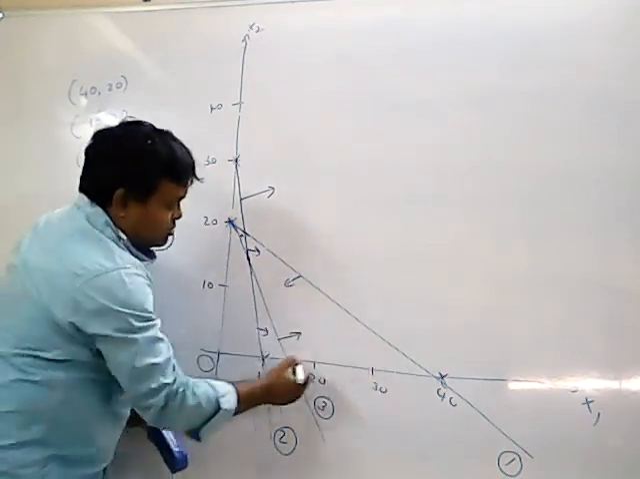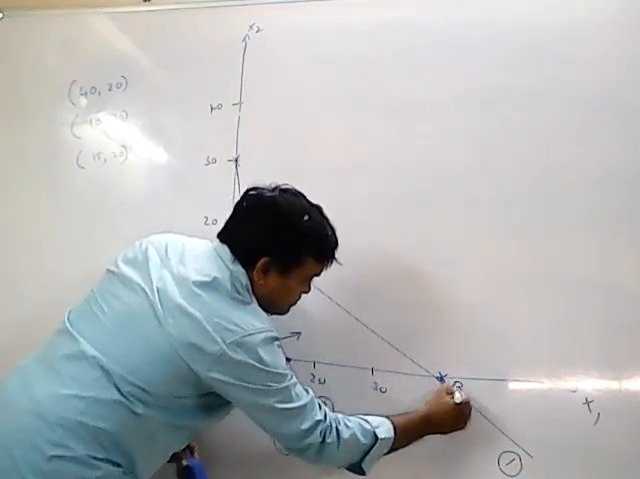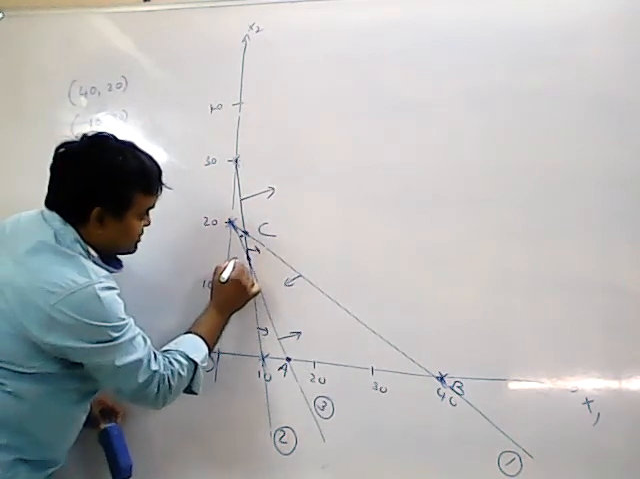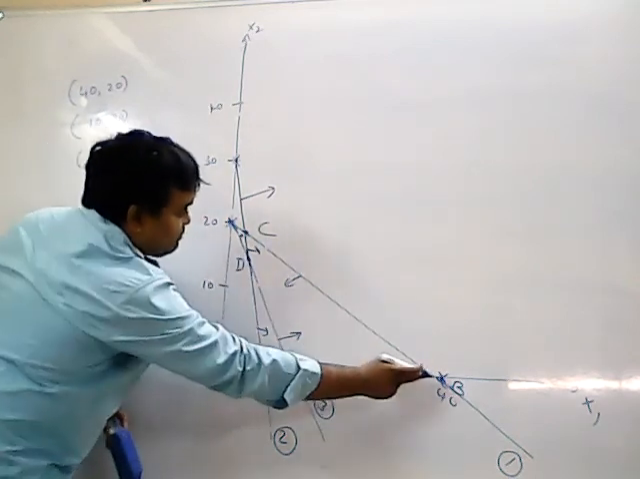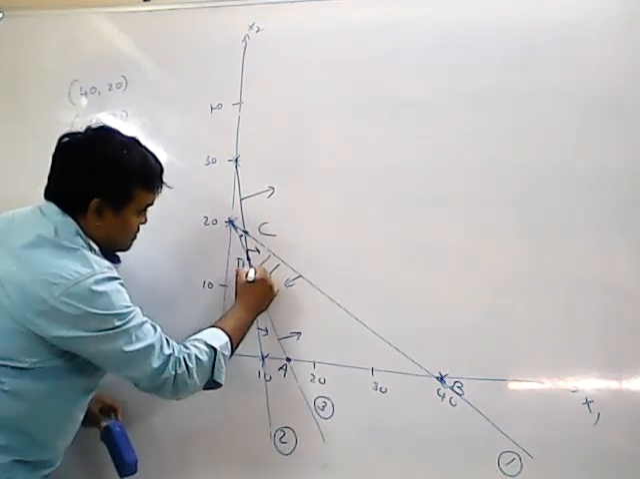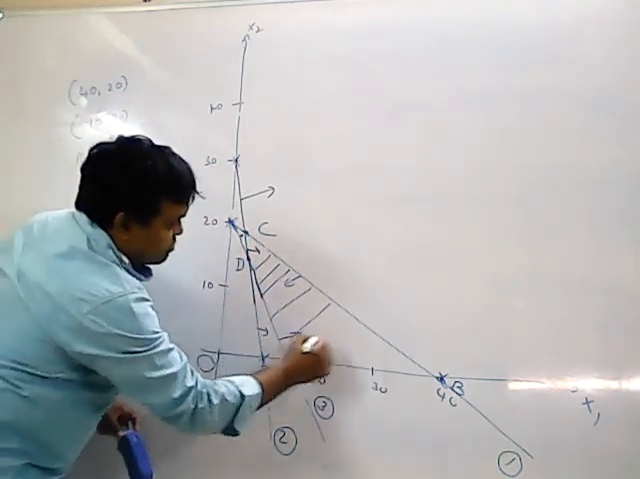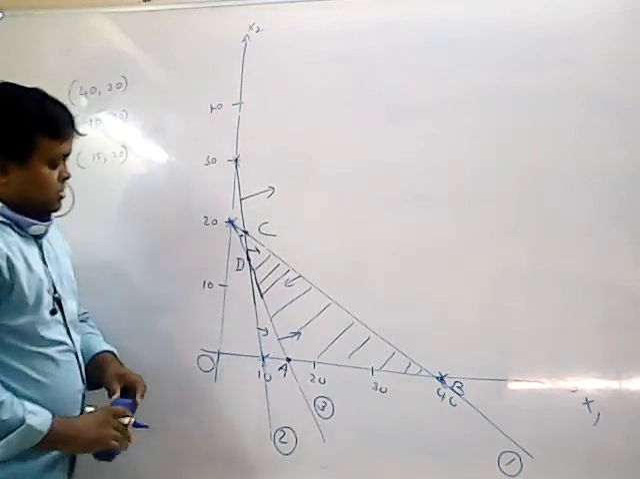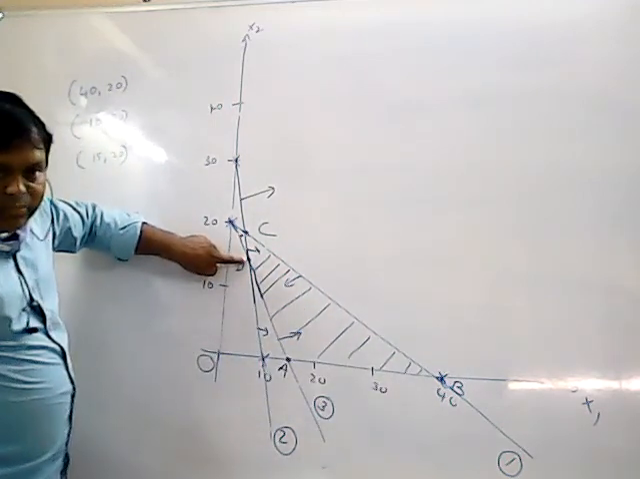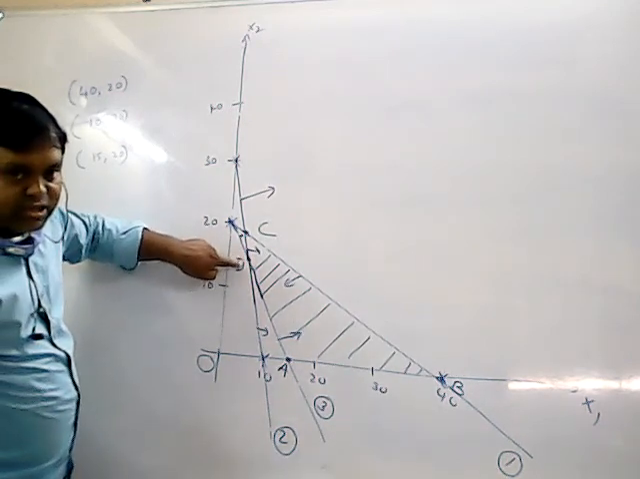This is the common part. What are the edges? This edge is A, this edge is B, the next edge is this one, C, and this is the common part. So that means A, B, C, D. This part is called the feasible region. If you draw the diagram carefully using a scale, you will identify it easily. So A, B, C, and this is D. D is the intersection part of these two lines.